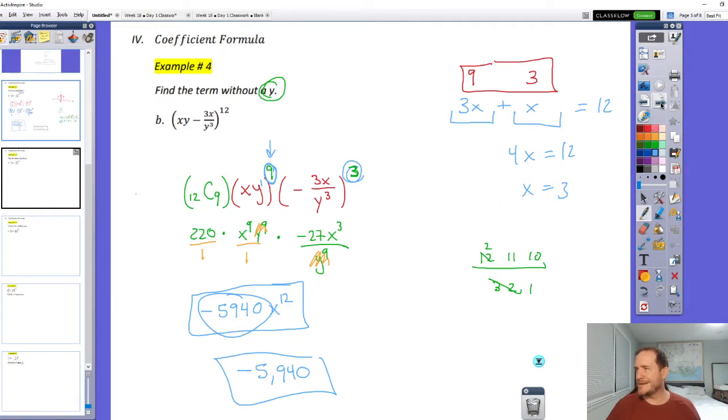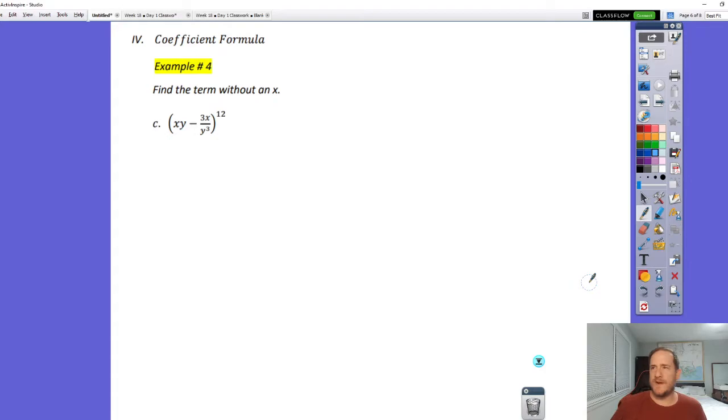Okay, let's do them. So the next one says find the term without an x, and guess what? Yeah, no, there isn't one of those. We were able to get the y's to cancel because we had a y to the positive 1 that was getting multiplied by a y to the negative 3. So as soon as we found powers that were in a ratio of 3 to 1, we could get them to cancel out. But here we have x to the 1, and then another x to the 1. Those are never going to cancel, not for any combination of powers.